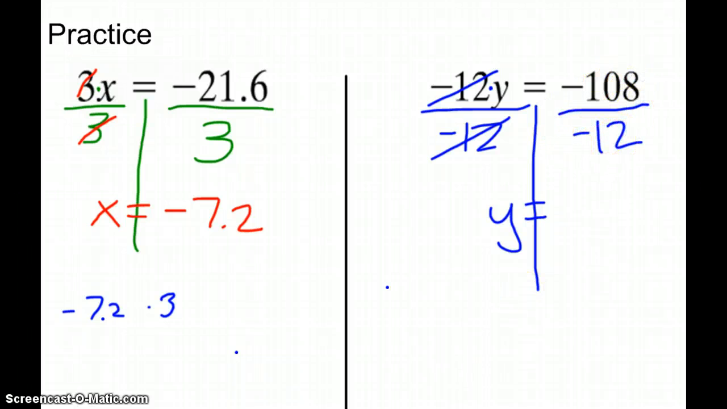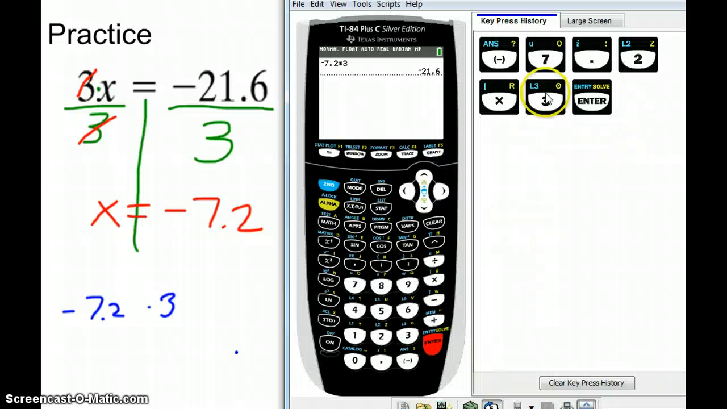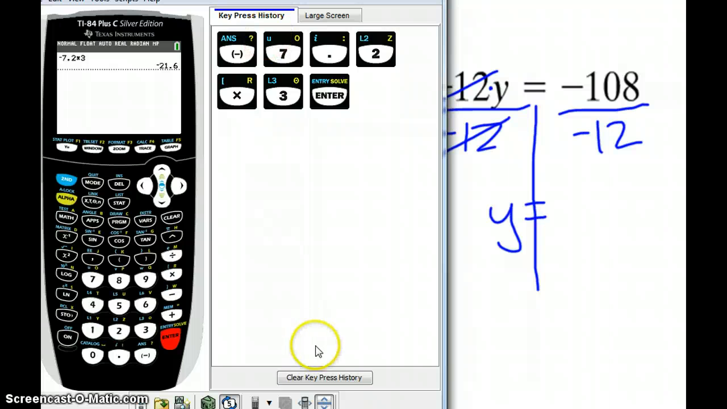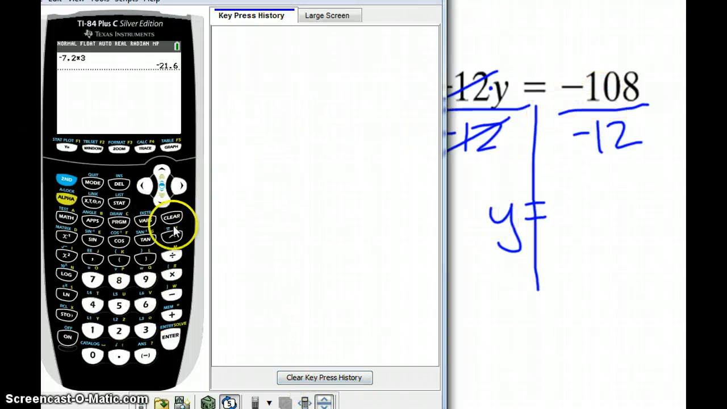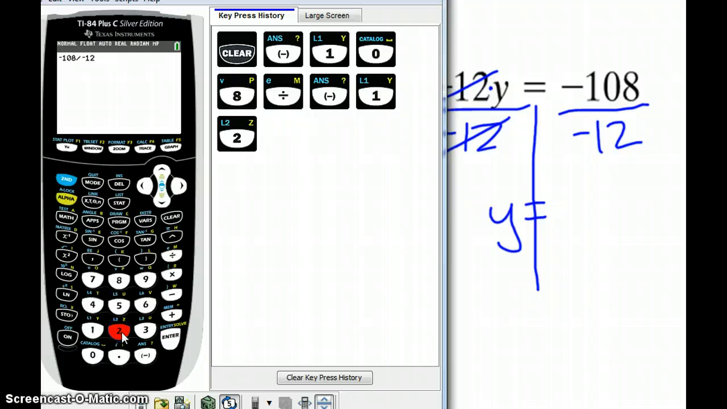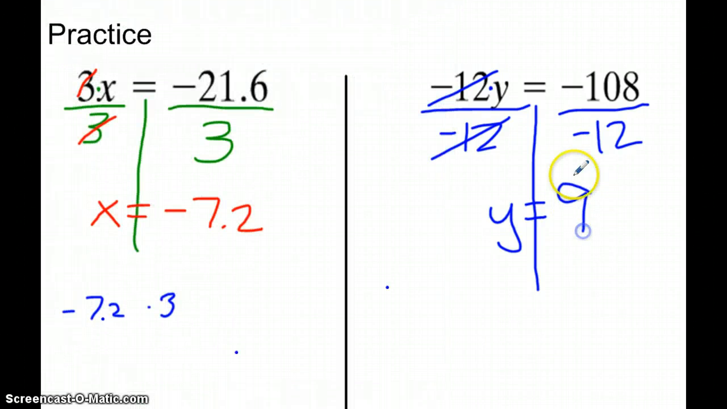Getting up there. Some of you might be able to still do that in your head, but let's go ahead and do this with the calculator. Negative 108 divided by negative 12. Okay, so these are the keys that you'd be punching in. Negative 108 divided by negative 12. And when we find that out, we get 9. Okay, so we get y equals 9.